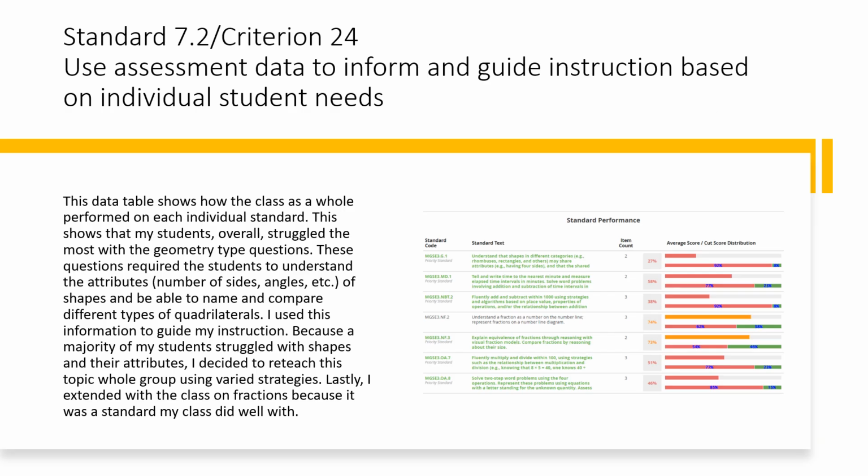Standard 7.2, Criterion 24: use assessment data to inform and guide instruction based on individual student needs. This data table shows how the class as a whole performed on each individual standard on the math pretest. This shows that my students overall struggle the most with the geometry type questions.